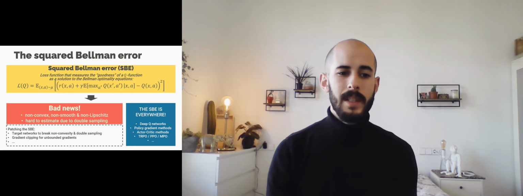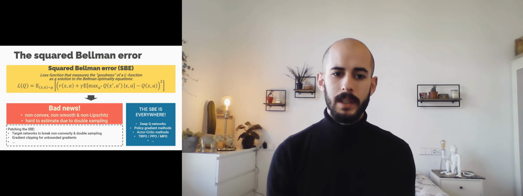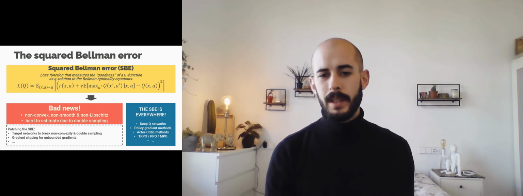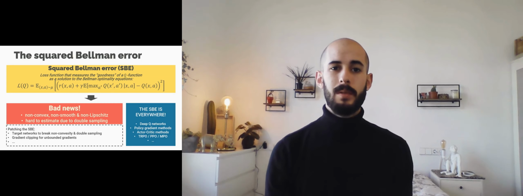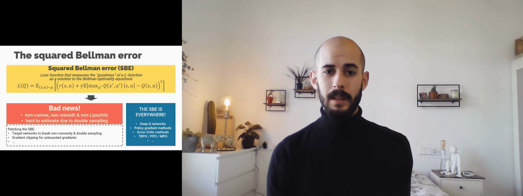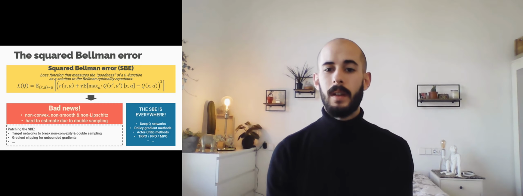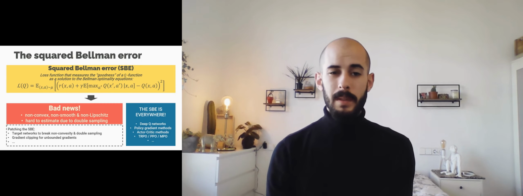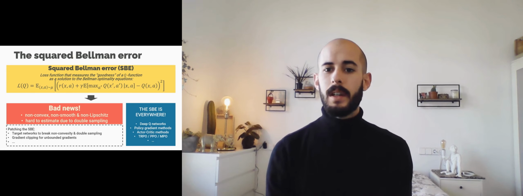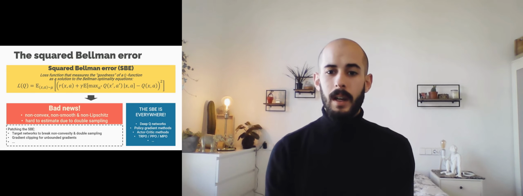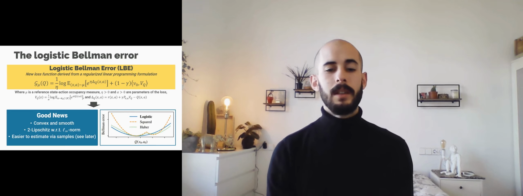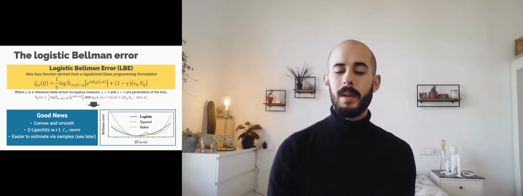There are some ways of patching DSB, like target networks to break down convexity, and double sampling, gradient clipping for unbounded gradients, or other tricks. But in this work, what we will do is to present a well-motivated alternative, which is the logistic Bellman error. Despite these bad properties that we have seen that the square Bellman error has, it's almost everywhere. So every reinforcement learning algorithm has the square Bellman error somewhere. We can find it in deep Q networks, in policy gradient and actor critic methods, TRPO, PPO, MPO, and others.